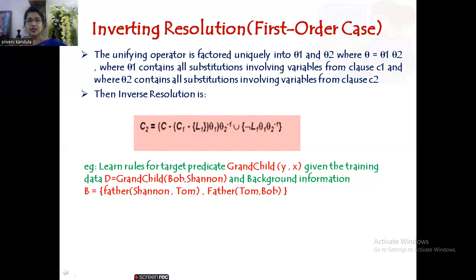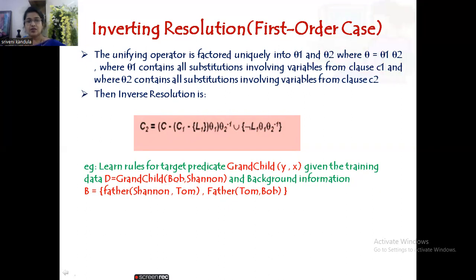That is grandchild of Bob comma Shannon. Okay, so this is matching with these two, so we will take this as our conclusion. Also, background information is given: father of Shannon comma Tom. So this is one clause, and one more is also given, father of Tom comma Tom. Using these three, we should try to get the target predicate grandchild of y comma x.